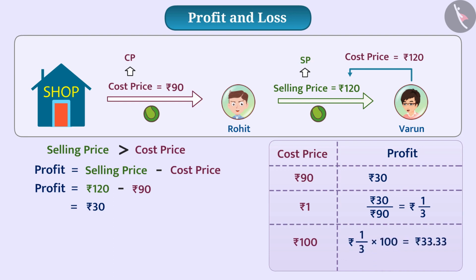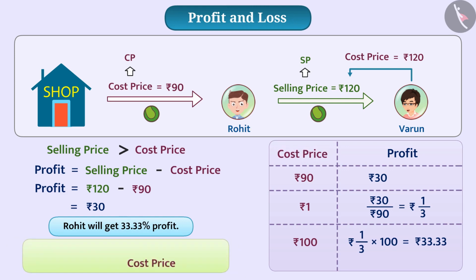33.33 rupees. The profit earned for every 100 rupees spent on the cost price is called profit percentage. That is, Rohit will get 33.33% profit in this transaction. The profit percentage is always obtained on the cost price. So, we take the cost price as the base. We write the formula for profit percentage as profit percentage is equal to profit divided by cost price multiplied by 100%.